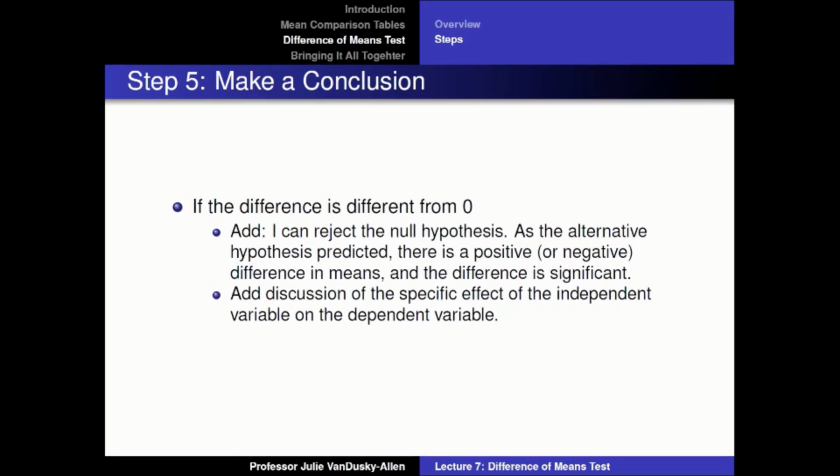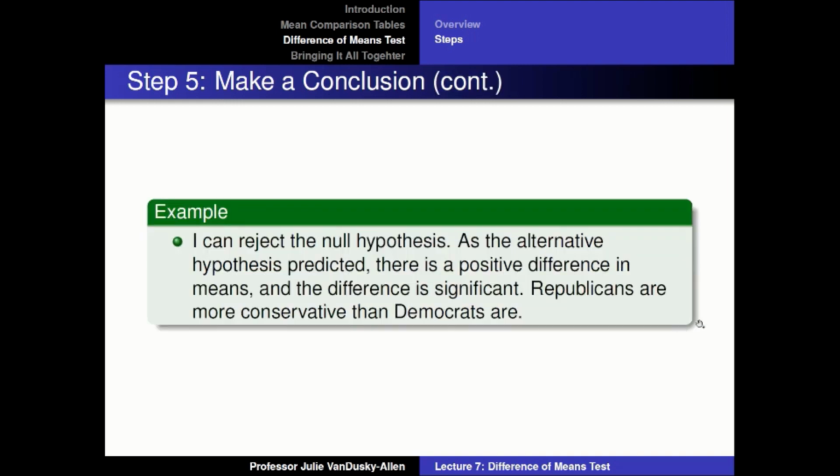After you have analyzed your results, if you found that there was a difference in the means of the samples, you could add additional analysis to your conclusions. So first, you could add, the null hypothesis stated that there was no difference in means. I reject the null hypothesis. As the alternative hypothesis predicted, there is a positive or negative difference in means, and the difference is significant. Then you would add the discussion of the specific effect of the independent variable on the dependent variable.